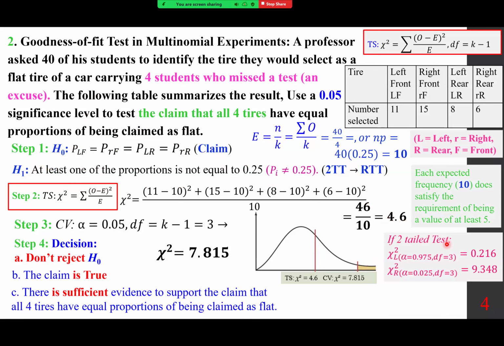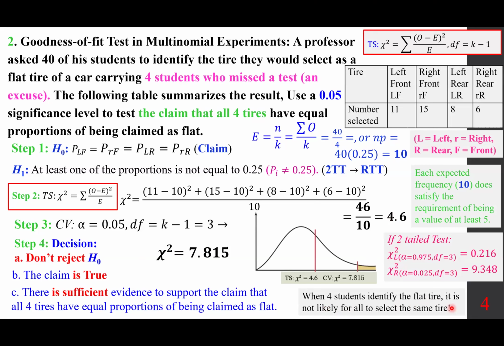And if we were to go with the two-tailed test, just like the previous page, this number is in between the two, and you get the same result, which is don't reject, or fail to reject, H0. So when 40 students identify the flat tire, it is not likely for all to select the same tire, because there are 40 different students. They could easily make a mistake. So each one can pick something different, if that's an excuse.